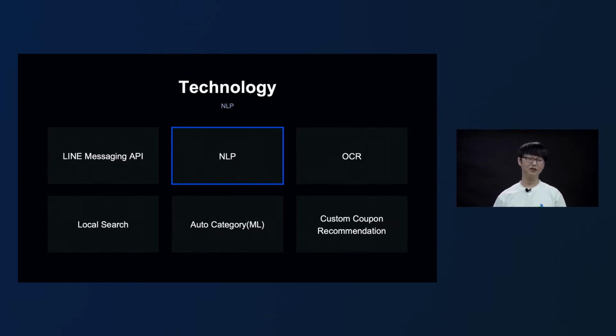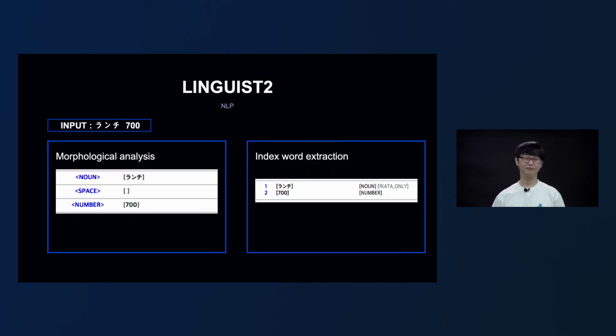Because the system is installed with a multi-language analyzer, it can analyze the morphology and extract the index words of 18 different languages. If we analyze the message "Lunch 700" that was in the text input video using Linguist 2, we are left with the morphological analysis result on the left and the index word extraction result on the right. Kakeibo uses the Japanese version of index word extraction that you see on the right.